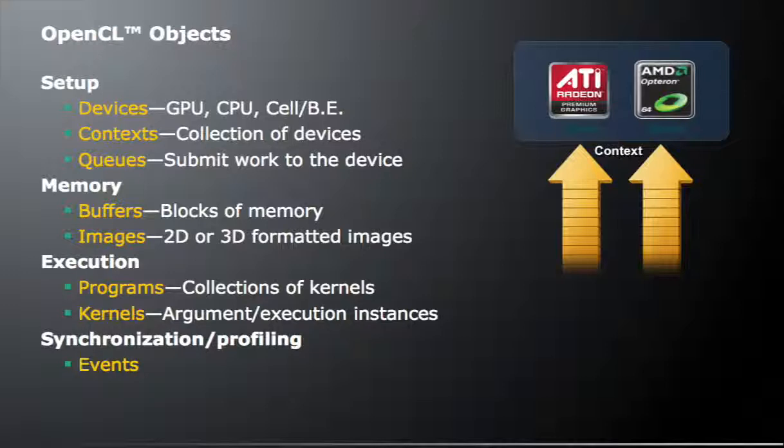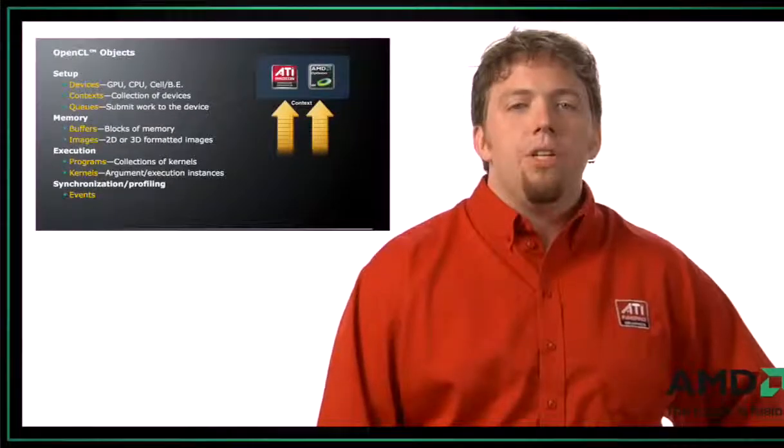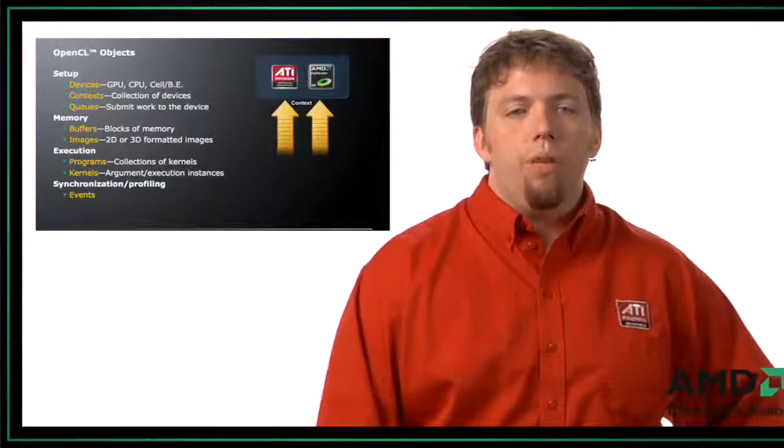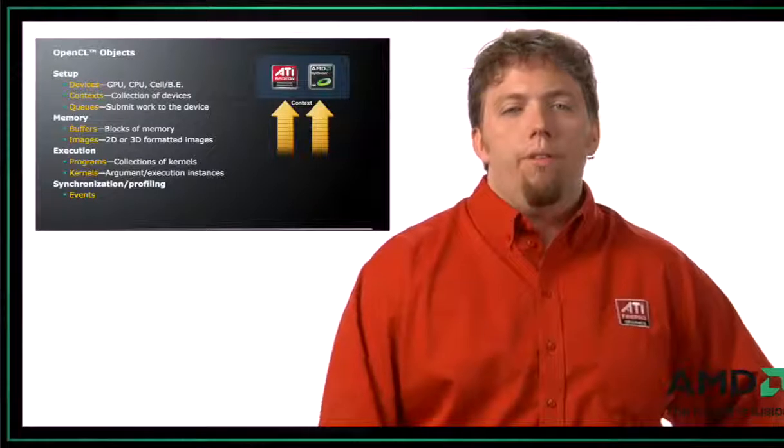The first are what I'm going to call setup objects. These are things such as devices, context, and queues. Devices are simply things such as GPUs, CPUs, or other OpenCL devices. A context is a collection of devices. And you have queues, and these queues let you submit work to the device.